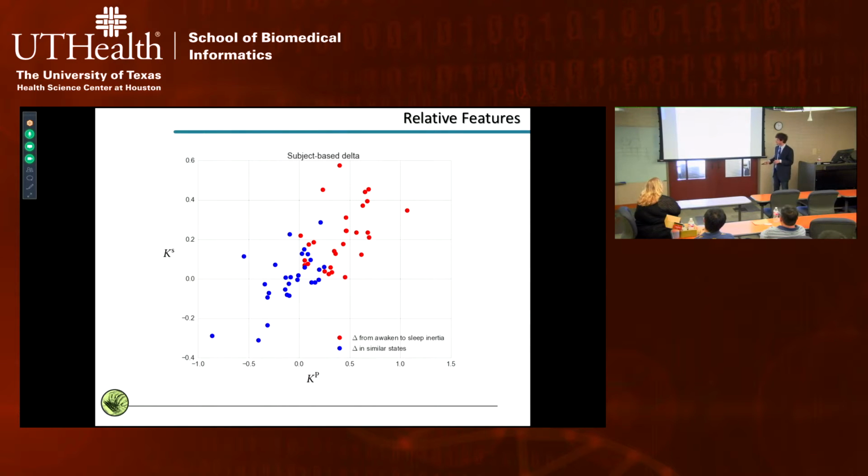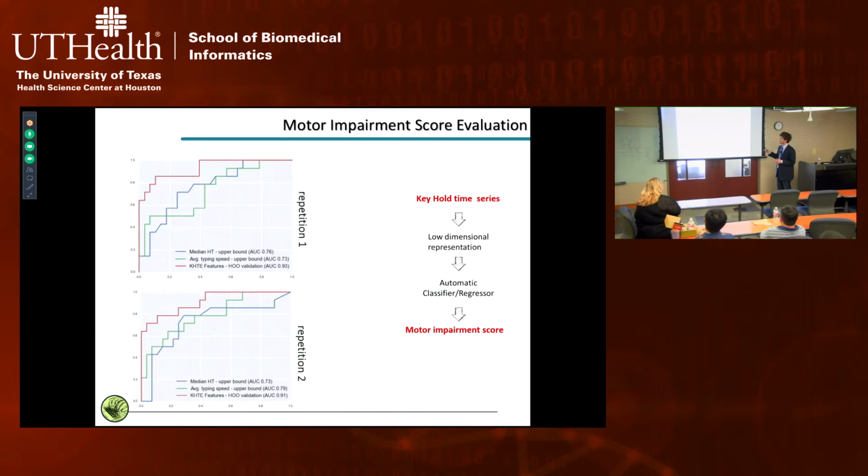They are statistically significant, but still we trained the classifier with a hold-out approach, to actually get a motor impairment score, so a single number that could represent these two things. Here are some ROC curves, and we compare in red what we achieved with the blue, which is just the median of the hold time, and with the green, which is the average typing speed. So we show that here our metric is much better than your own typing speed. I would have thought that typing speed would have been quite different, but actually it is not.